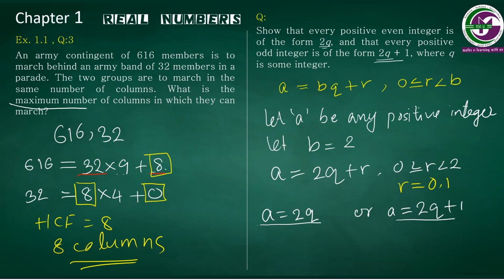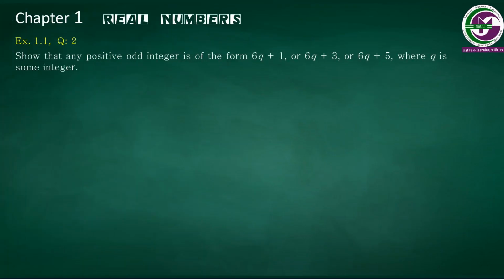So every positive even integer will be of the form a equals 2q, and every positive odd number will be of the form a equals 2q plus 1. So now we'll move on to the next question, question number 2. This is same as the previous example.